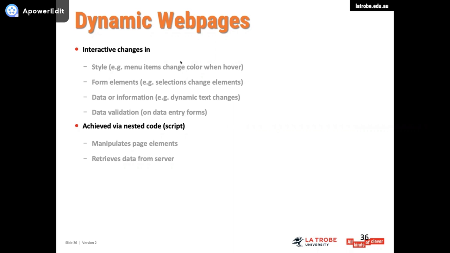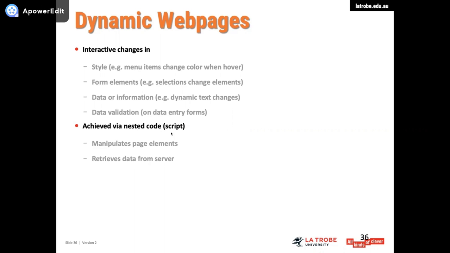as I showed you before, or the form elements. For example, the selections change elements. When you fill in a form, you can have some interactive changes in the form to guide your customer or user. Then is the data or information. For example, the dynamic text changes, what I just showed you before, and also the data validation on the data entry forms.